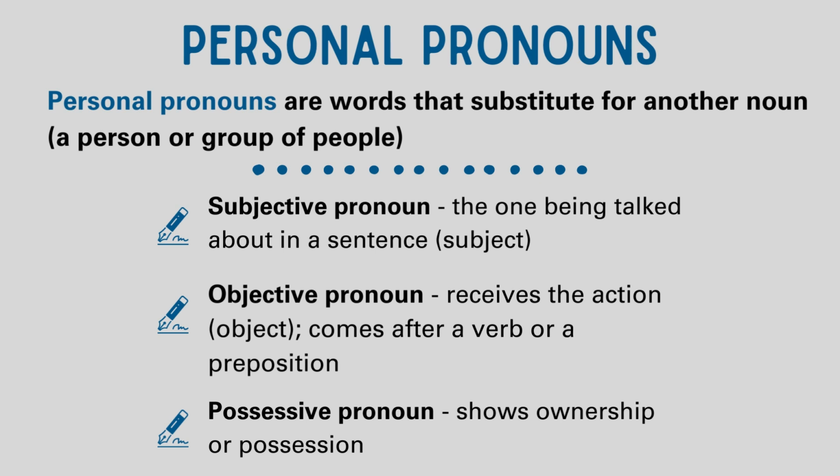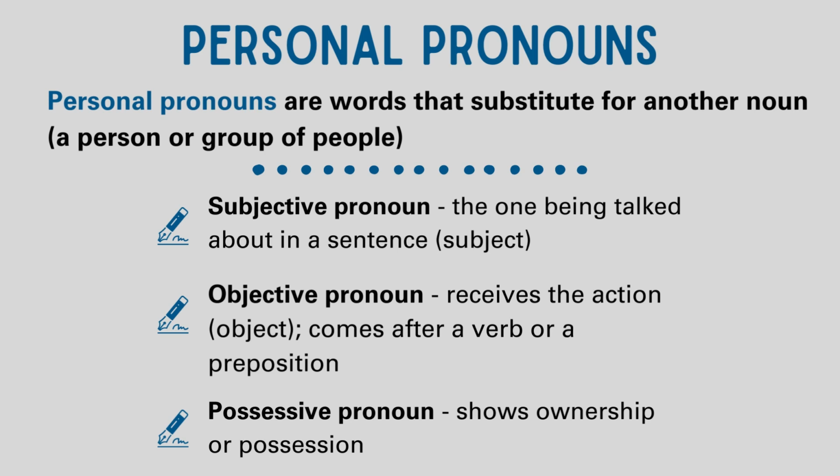First, subjective pronouns are used when the pronoun is the subject of the sentence, meaning it is the one that is being talked about. Objective pronouns, on the other hand, are used when the pronoun is the object of the sentence or the receiver of the action. Meanwhile, possessive pronouns are used to show ownership, possession, or attribution.